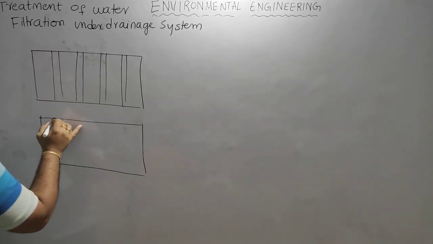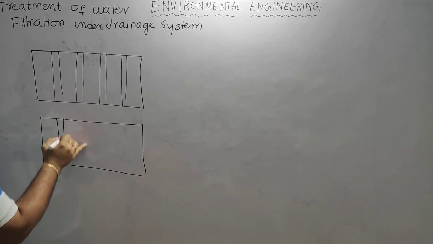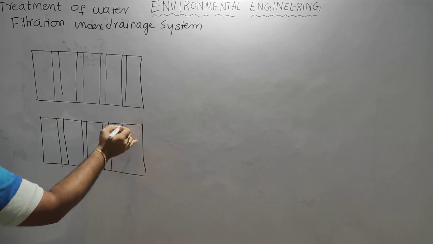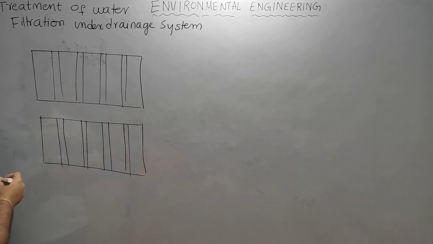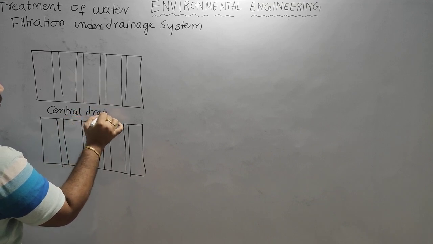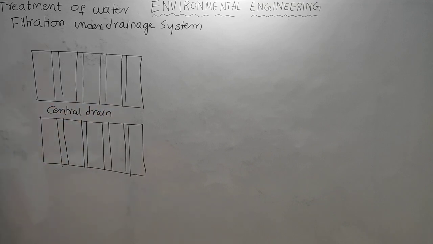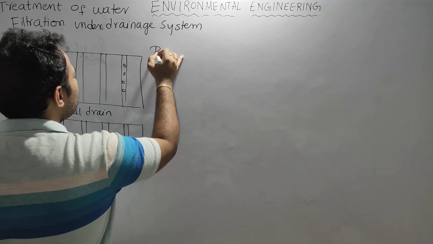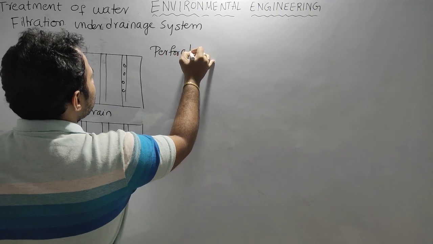So these are the laterals. This is the central drain. There are some specifications to design this. The first one is perforation size. There are perforations on the top, as I have told you.